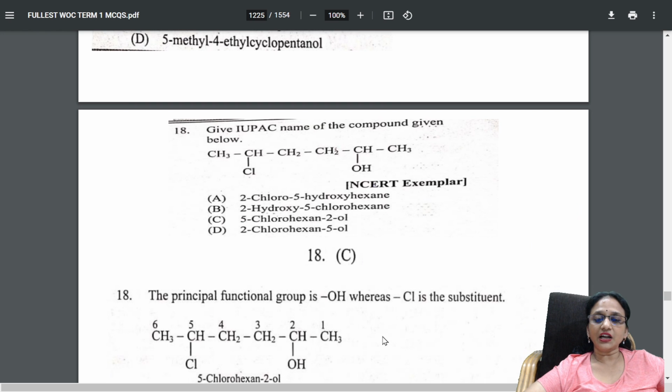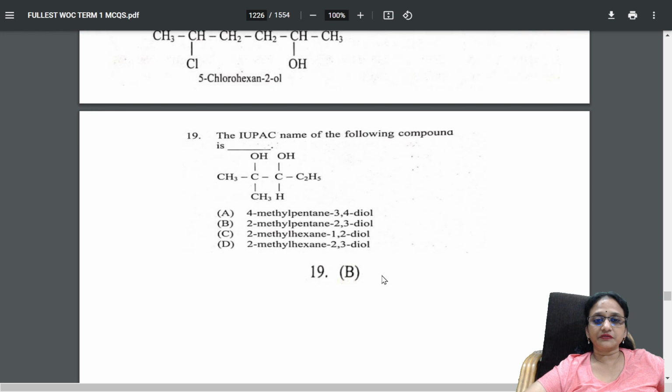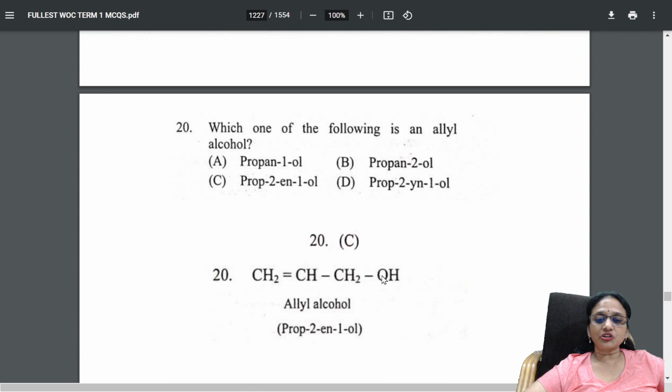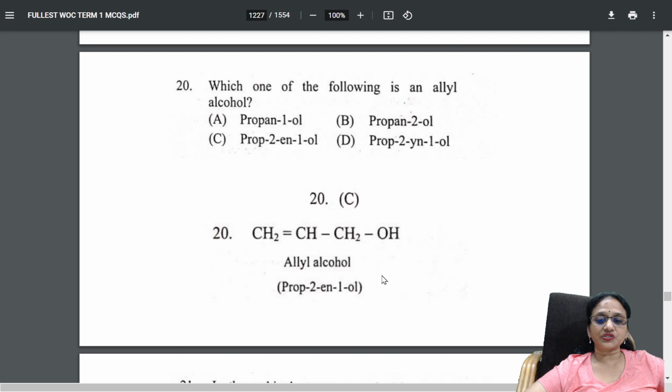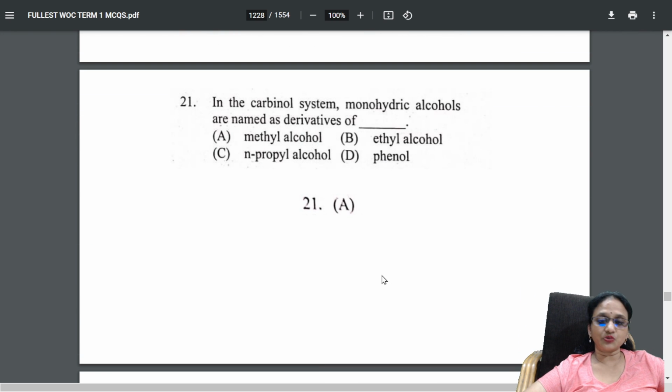So, IUPAC nomenclature. This is the example given to us: give the IUPAC name of the compound given. Here, this is the IUPAC name of the thing you need to identify. There are a lot of questions like that on IUPAC nomenclature, students. You can go through it and please ask me your doubts.